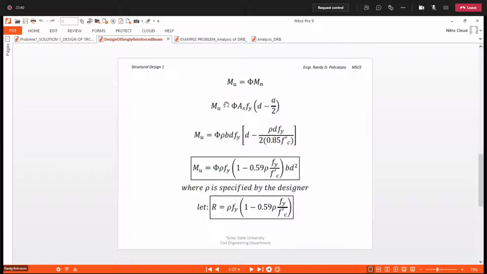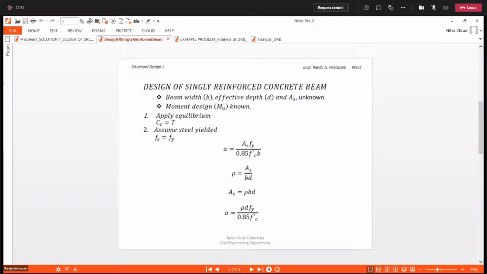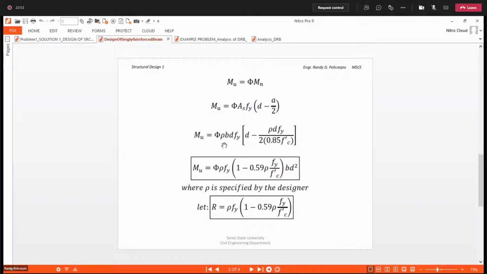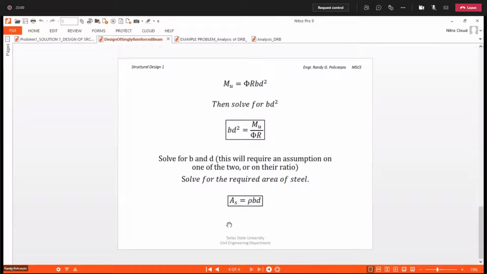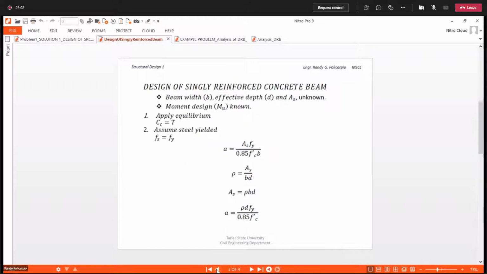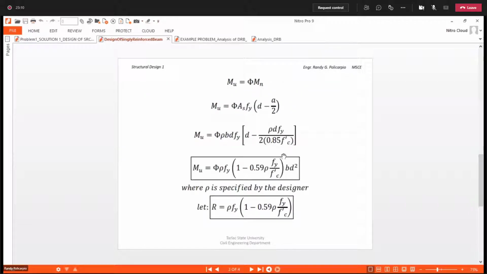So you're going to equate this to Mu. And then As, based from our equation here, As is rho BD. So substitute natin rho BD. Okay, and our A is rho D Fy all over 0.85 F prime C. So substitute lang natin dito.